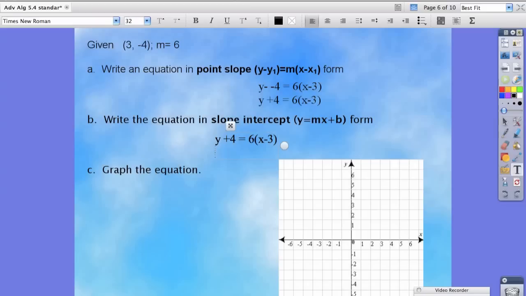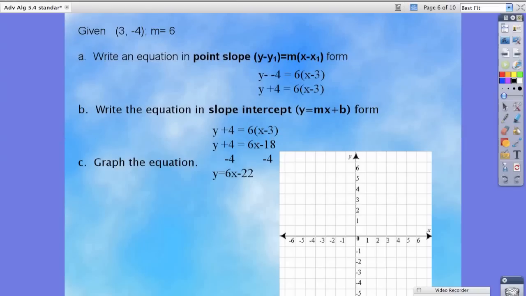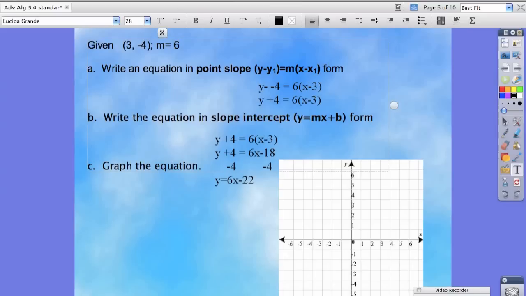And to get it in slope intercept form, remember, we want the y to be isolated. So the first thing we're going to do is distribute that 6, so 6x minus 18. Then we're going to isolate the y, or get the y by itself, by subtracting 4 from both sides, leaving us with y equals 6x minus 22. So that means our m is 6, and our b is -22.